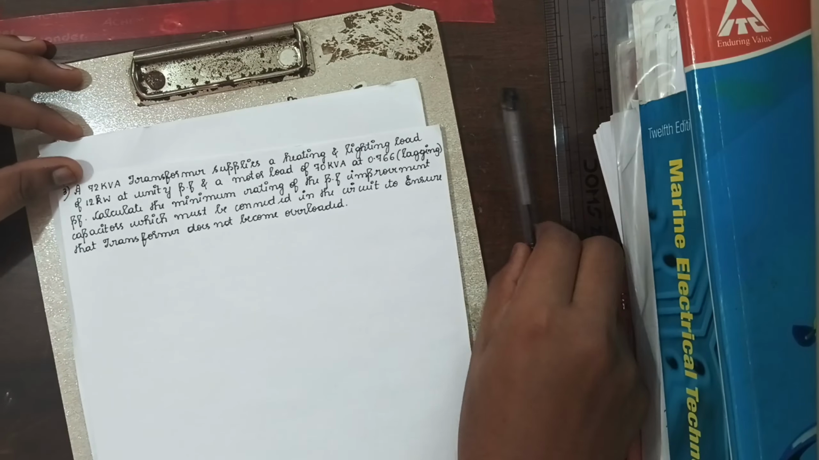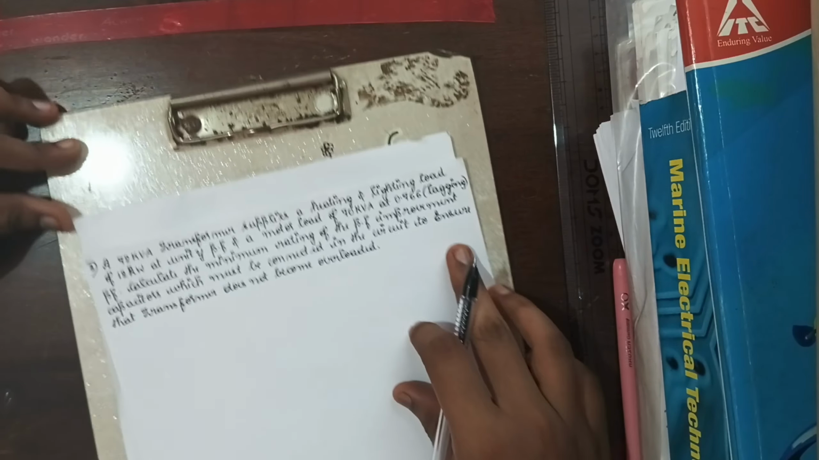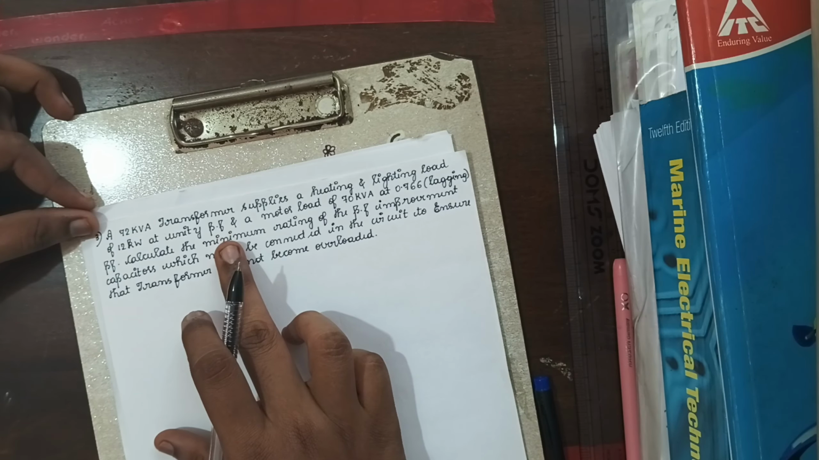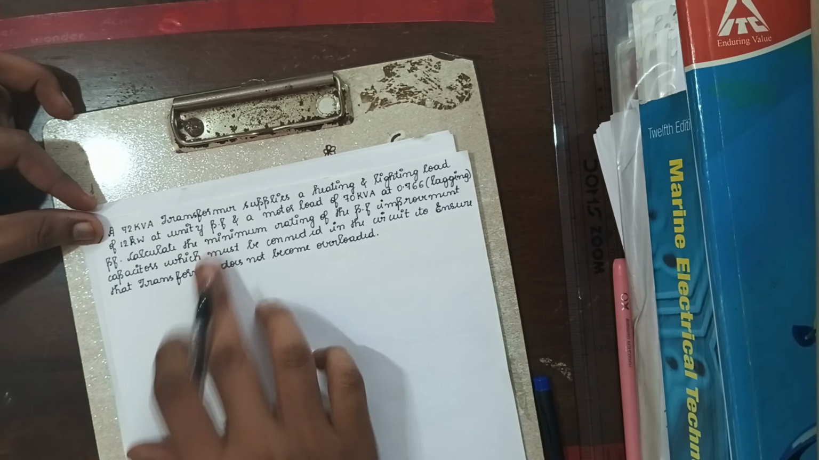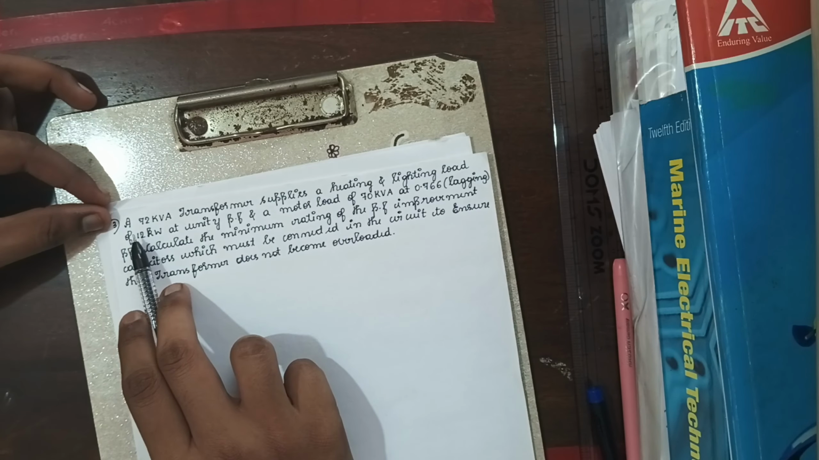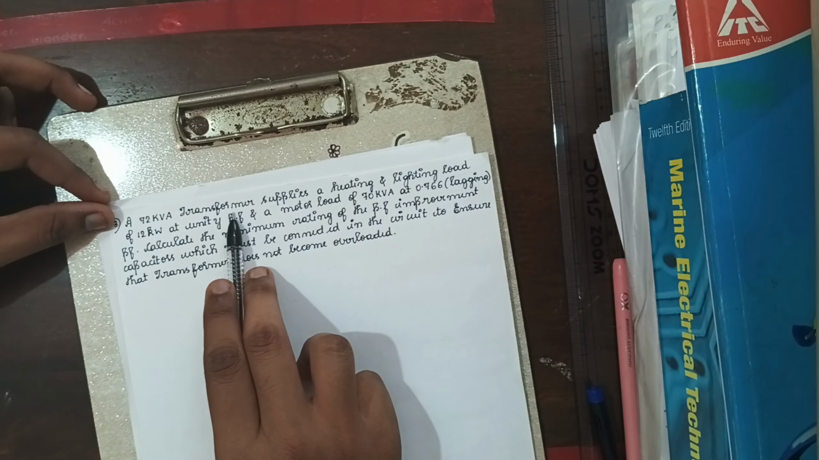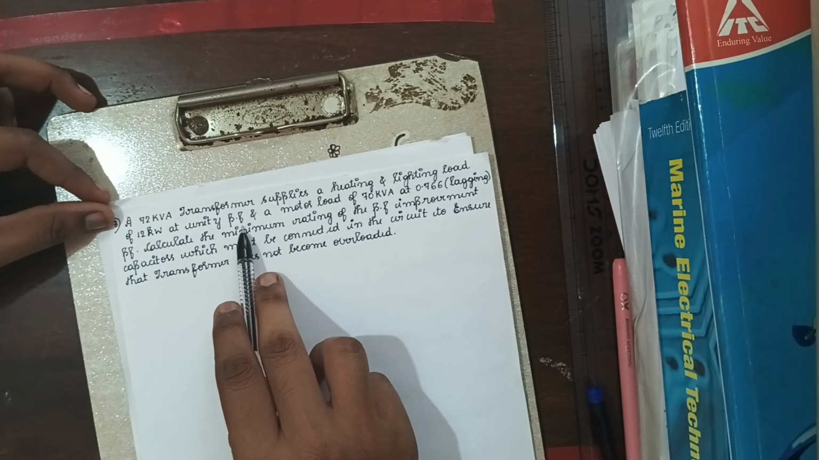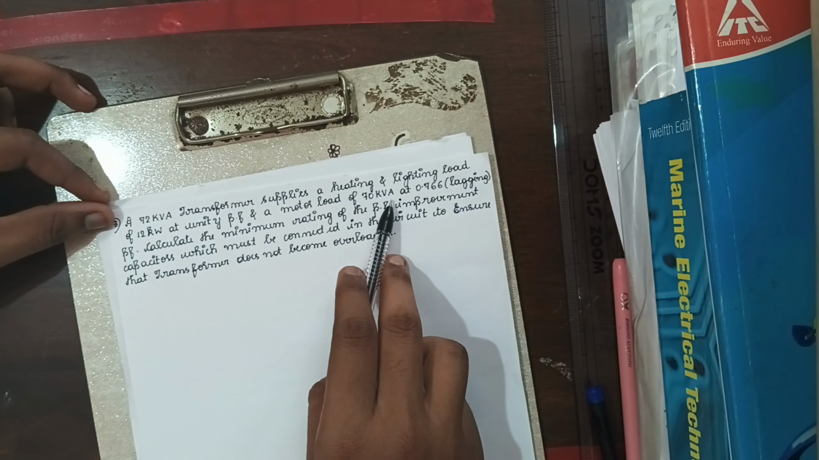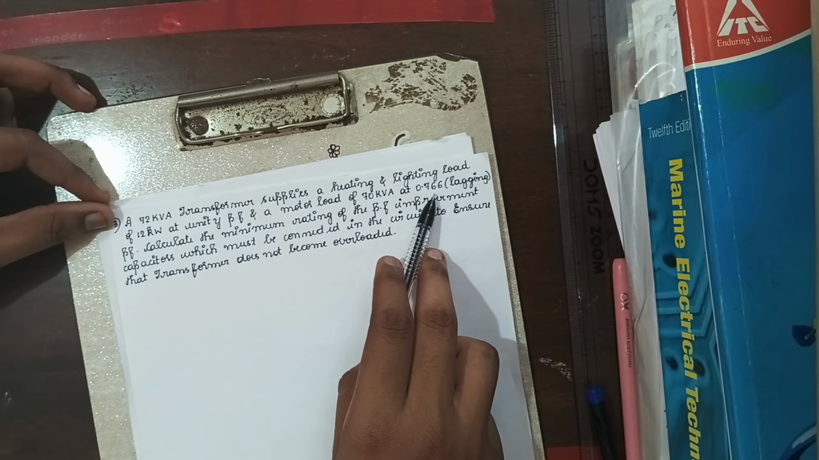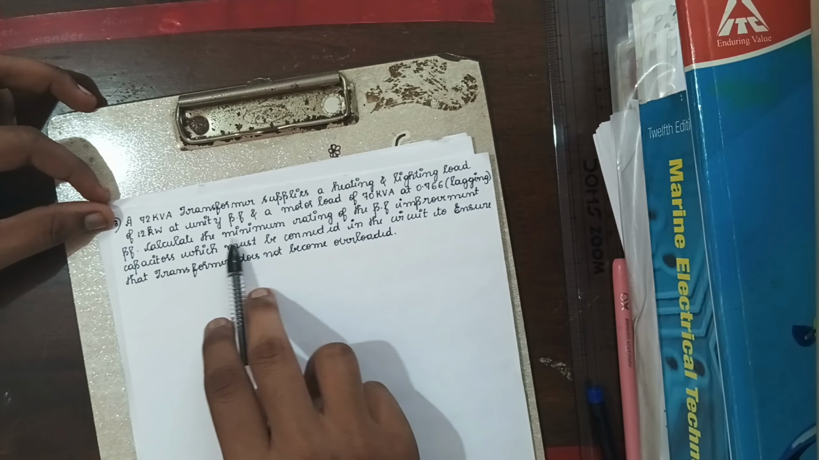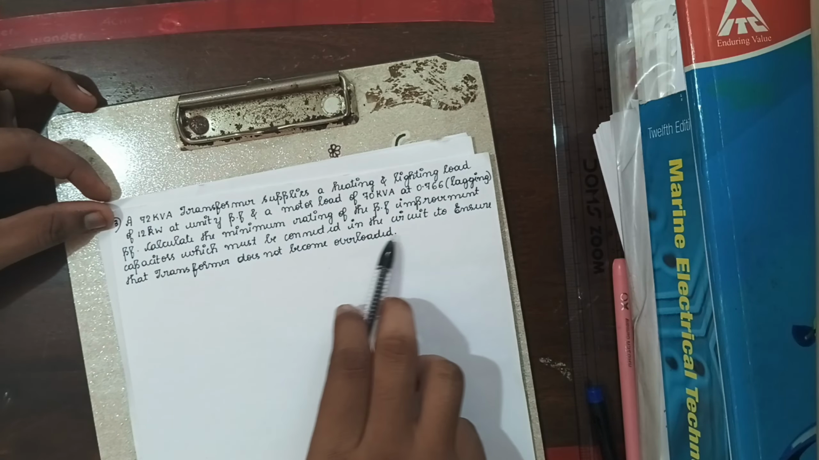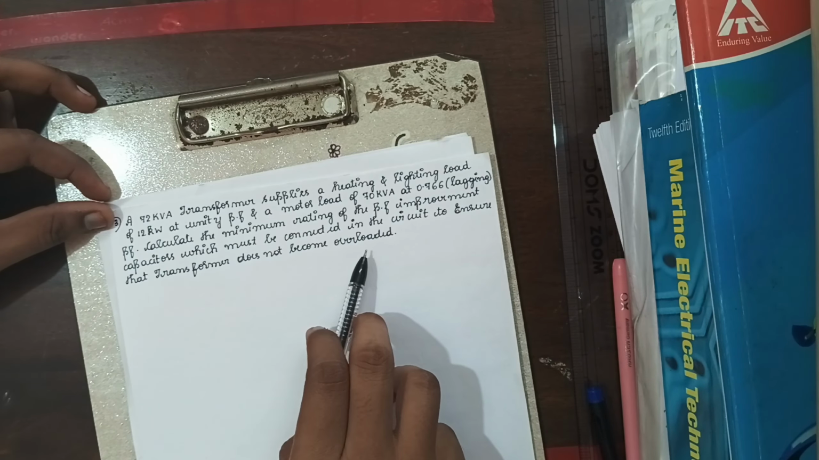Hey guys, so we'll continue with the third problem. The third problem is of transformer, but the method is same as the generators in parallel. So I'll do this problem in this part itself. The question is, a 72 kVA transformer supplies a heating and lighting load of 12 kilowatt at unity power factor and a motor load of 70 kVA at 0.776 power factor. Calculate the minimum rating of the power factor improvement capacitors which must be connected in the circuit to ensure that the transformer does not become overload.